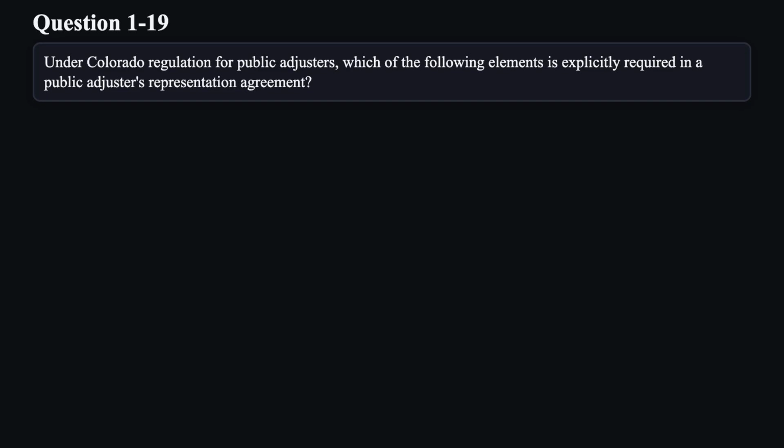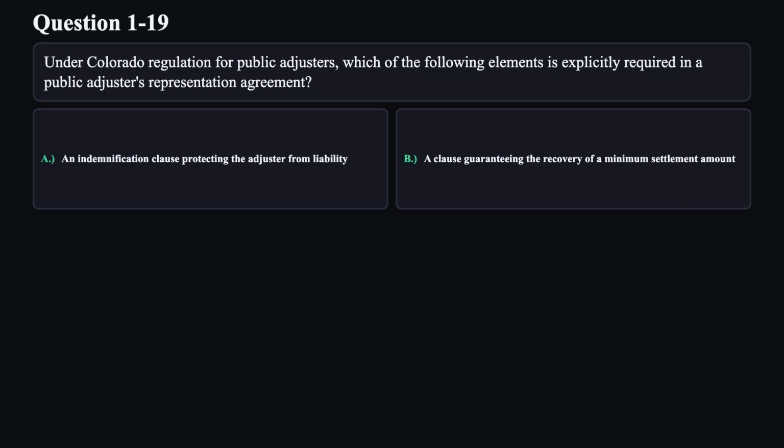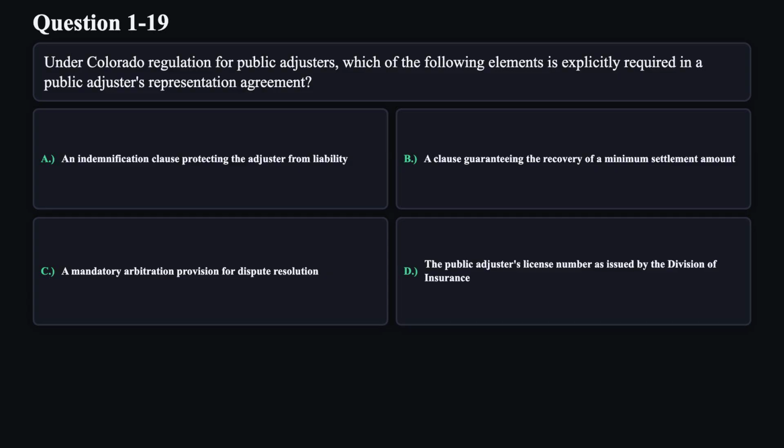Question 19. Under Colorado regulation for public adjusters, which of the following elements is explicitly required in a public adjuster's representation agreement? A. An indemnification clause protecting the adjuster from liability. B. A clause guaranteeing the recovery of a minimum settlement amount. C. A mandatory arbitration provision for dispute resolution. D. The public adjuster's license number as issued by the Division of Insurance.